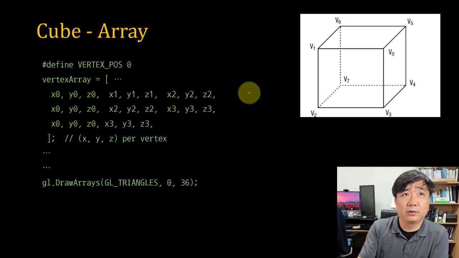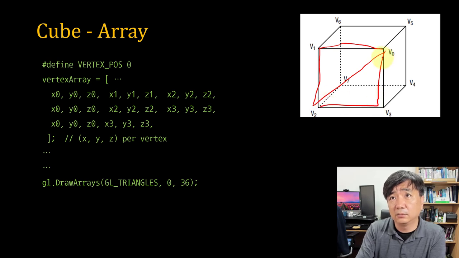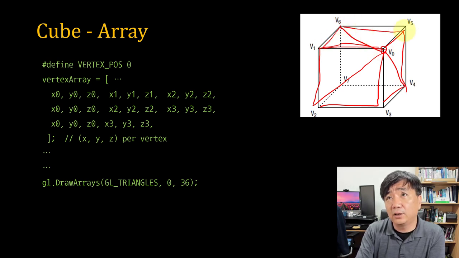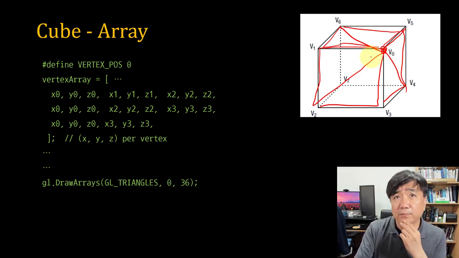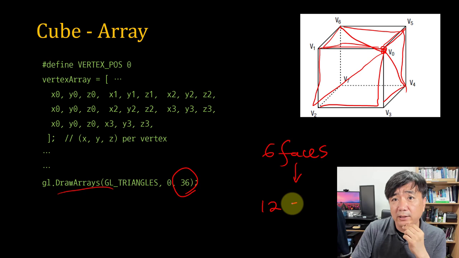For example, when you're drawing a cube, a cube has 8 vertexes, and 6 triangles can share one vertex. Then we divide it, and 6 triangles share one vertex. But if we draw with draw arrays, then 36 vertexes are needed to draw a cube. If you count it, a cube has 6 faces, 6 faces must be 12 triangles, and each triangle has 3 vertexes, which means 36 vertexes, okay?